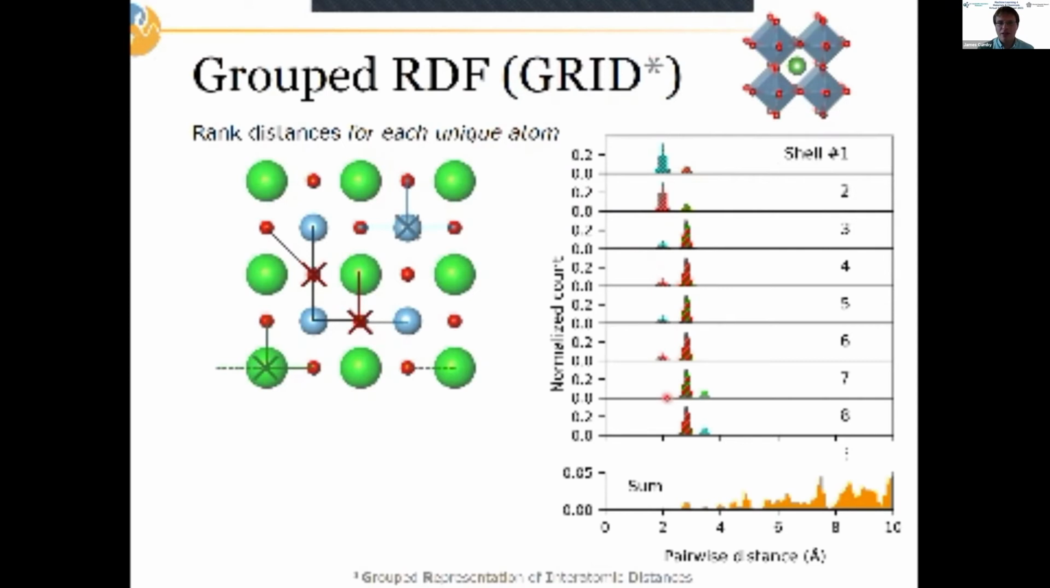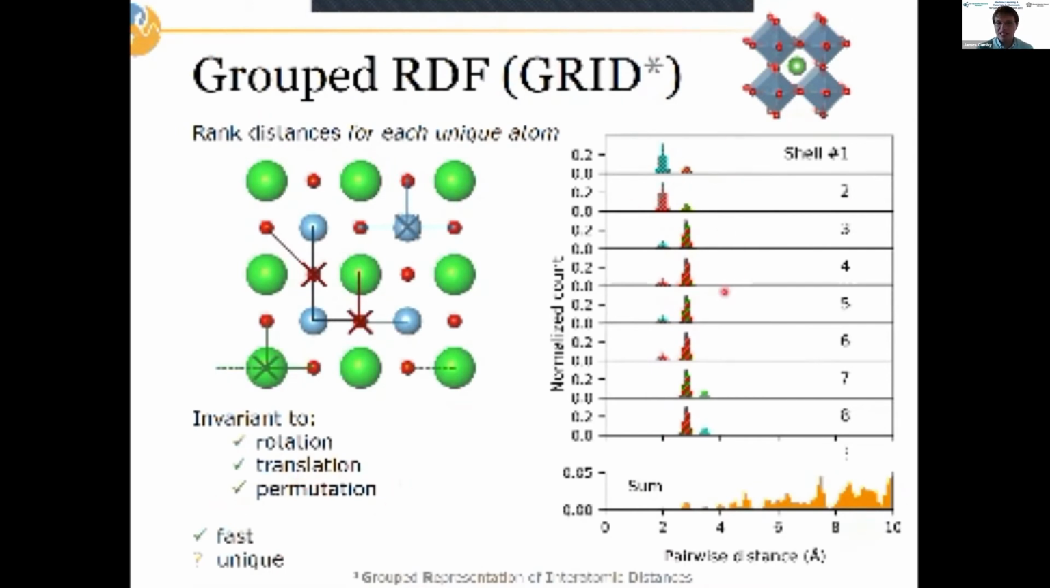And you get a unique representation like this where you actually retain all of the information of the RDF. If you sum all of these up, you extract the same RDF you had before, but each shell retains some sort of information about the local character around the atoms. And so this is really nice as a descriptor. It's invariant to rotations. As we said, it's invariant to translations. It's completely invariant to swapping atom labels. It doesn't have any atomic labeling in there at all.